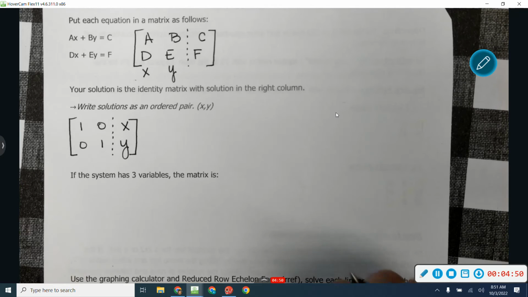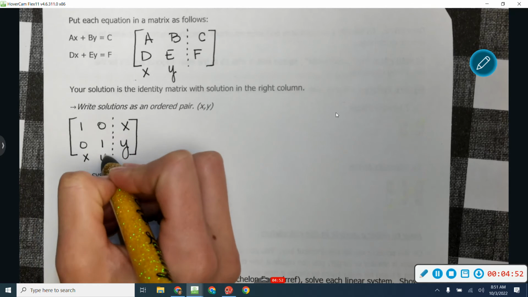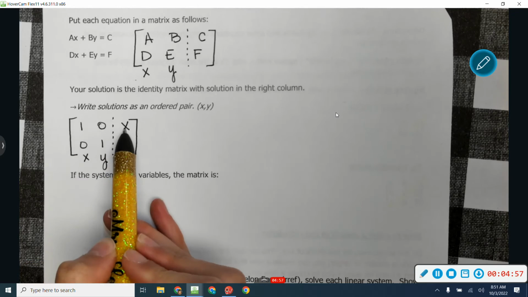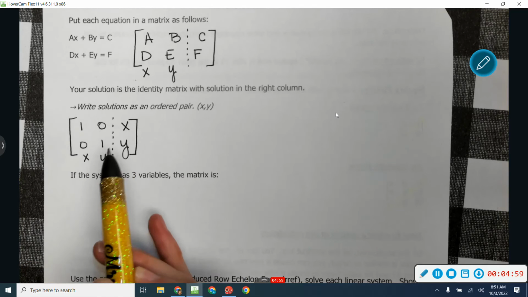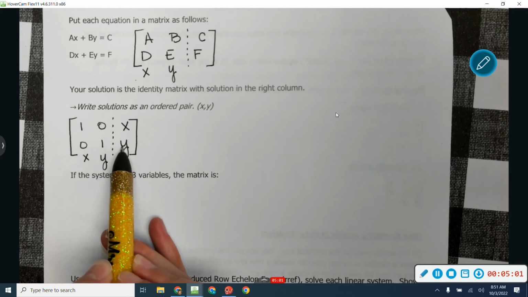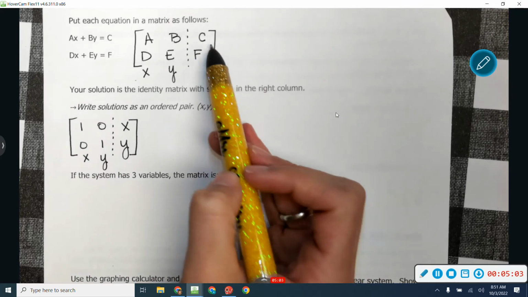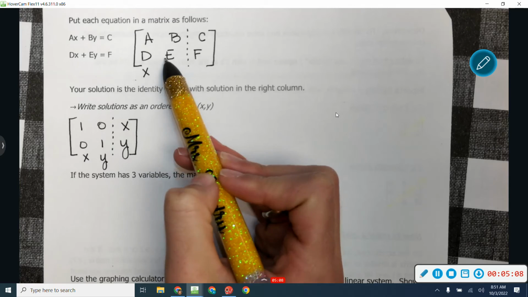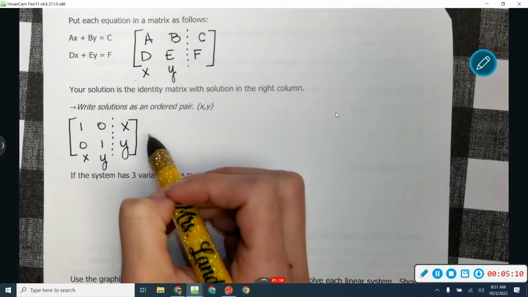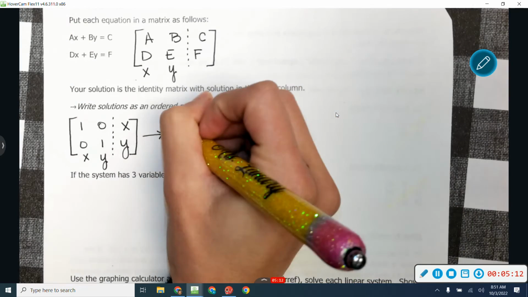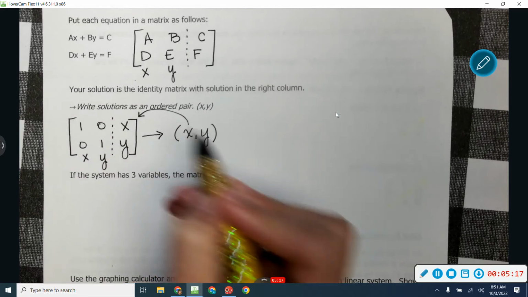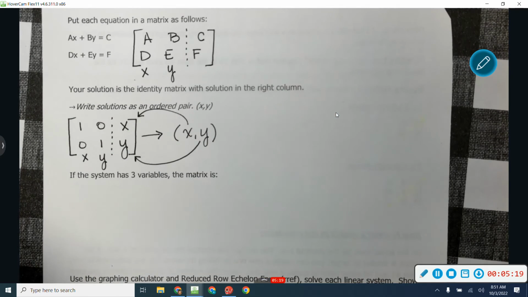Okay, because that first column I said was your x, your second column is your y, it's telling you that this x in this first row, this number, is my x value. The number in the second row is my y value. So you come up with this matrix, that coefficient matrix. Your calculator spits this out. And then from that identity matrix, you're able to tell me what your answer is from that last column. First row is your x, second row is your y.